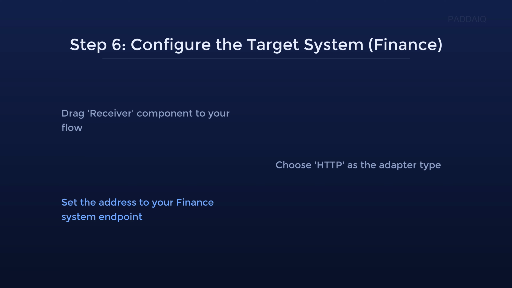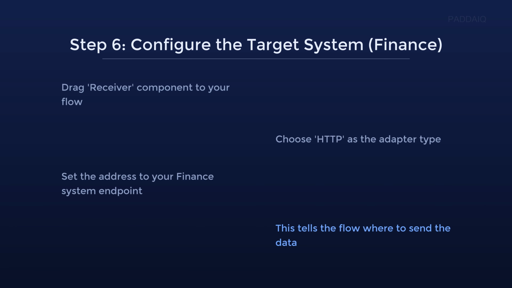Set the address to your finance system endpoint. This means you are telling your application exactly where to find the live SAP finance system, like providing a delivery address. For example, you would enter the web address https://mycompanyfinance.sap.com. This simple step establishes the vital connection for data to flow.